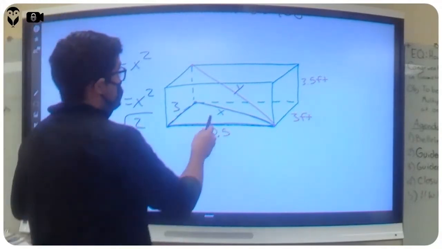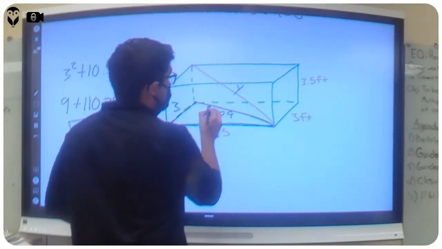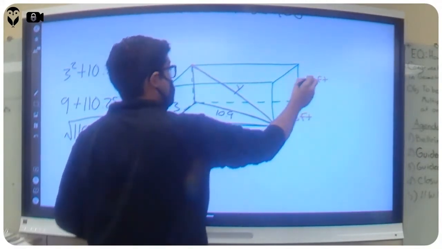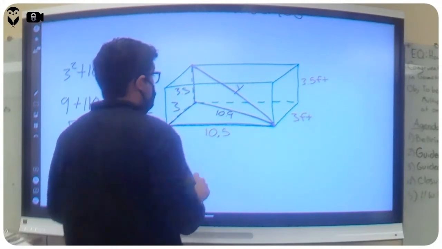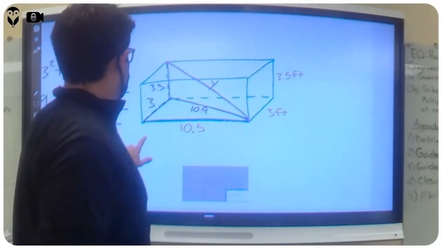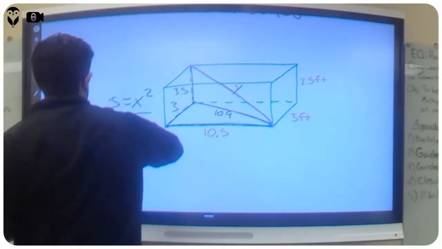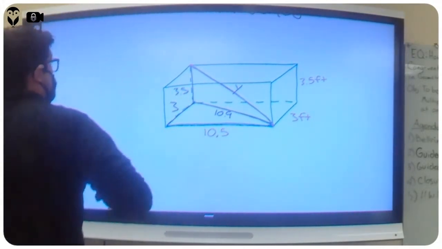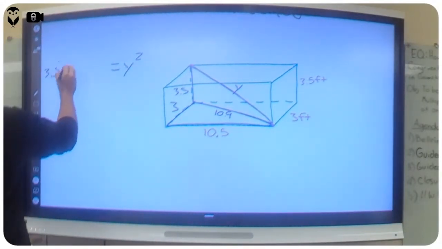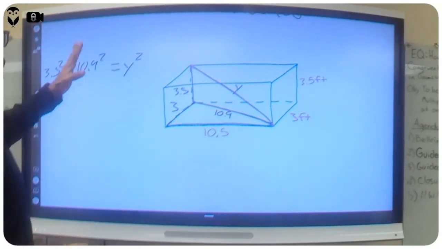So now I know this one. If you know this one, and you know the height of this box, which is 3.5, you can figure out what the answer is to this. Hopefully you wrote this down. Now we're going to figure out what y is. y is the hypotenuse, 3.5 squared plus 10.9 squared equals y squared.